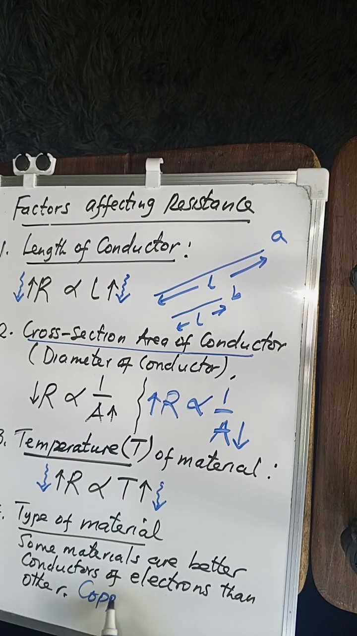For example, others may prefer to use copper, others may prefer to use silver, but if you look at materials like nichrome wire, nichrome wire has a high resistance as compared maybe to copper and silver.